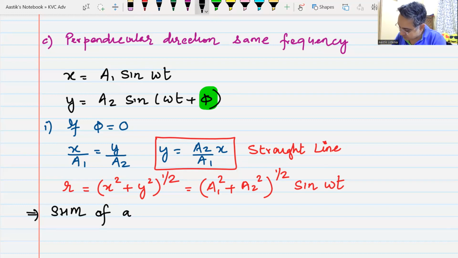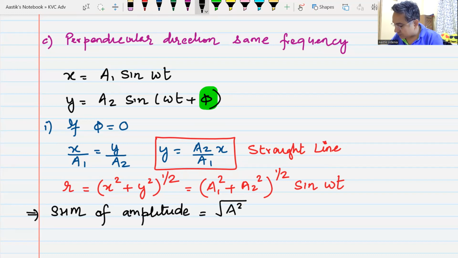Of amplitude, how much is the amplitude of this SHM? Under root A1 square plus A2 square. That is what you need to remember. They may ask you this. It means the resultant is SHM. What is this, straight line motion, sir? Yes, straight line SHM motion.